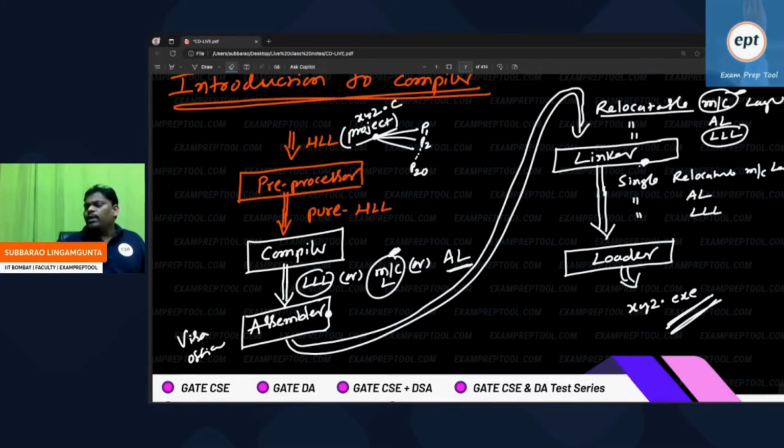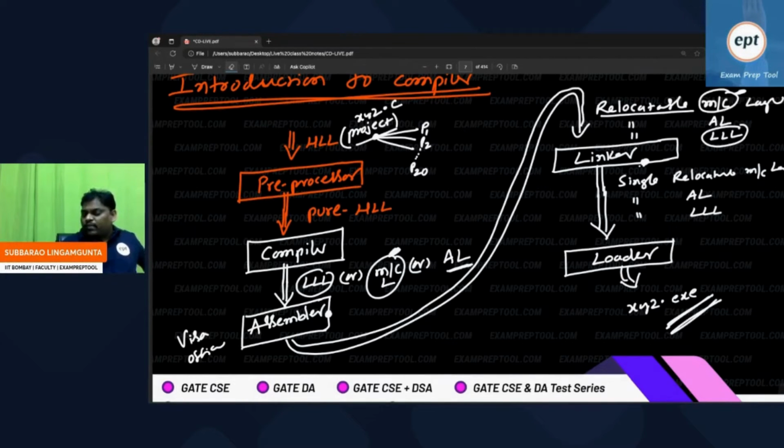What will the linker do? It will link. What will the loader do? It will load. What will the assembler do? It will create relocatable machine language. What will the compiler do? High level to low level. What will the preprocessor do? High level to pure high level. Please get to know this, don't do research, because only limited questions come from this. I can read more and say more, but what is the use? Just get to know the flow. That's it. Whatever I said, please write properly in your notes. Loader will load.